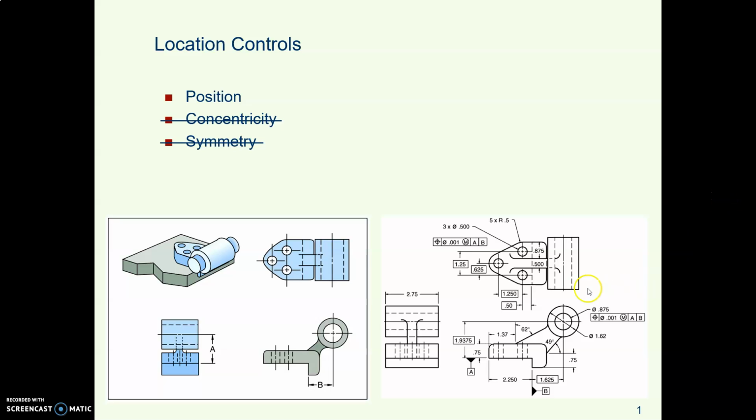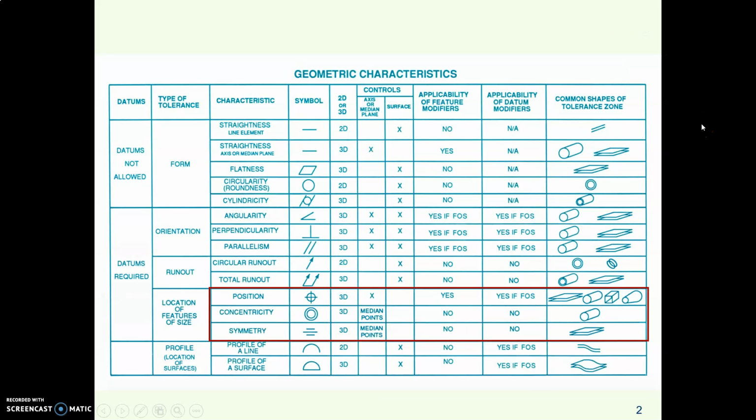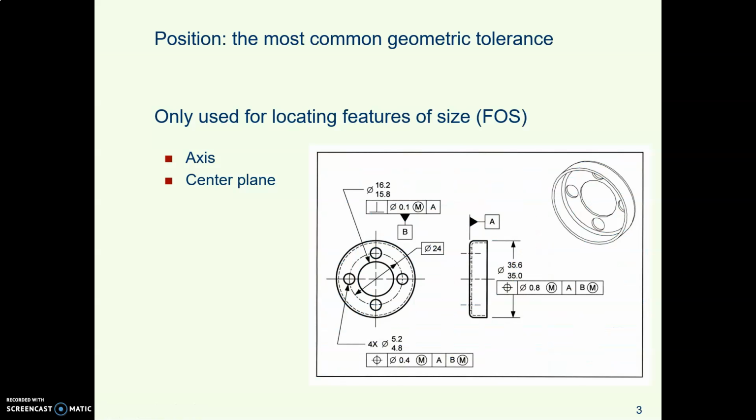Those controls are very, very bad. They had terrible problems, and there was a big political fight about them that went on for years. And finally, with the new edition of ASME Y14.5, they are gone. I just tell you that because you may run into them, and you need to know they are no good and they are no longer with us. So we are going to use position to control the concentricity or the symmetry or the location of anything.